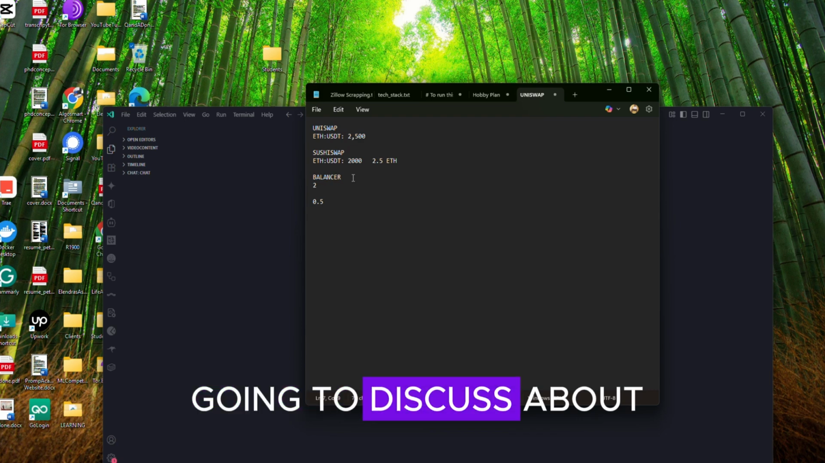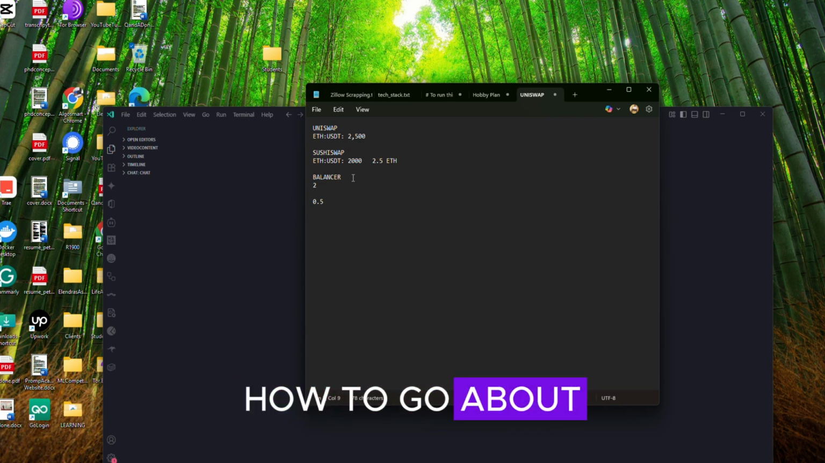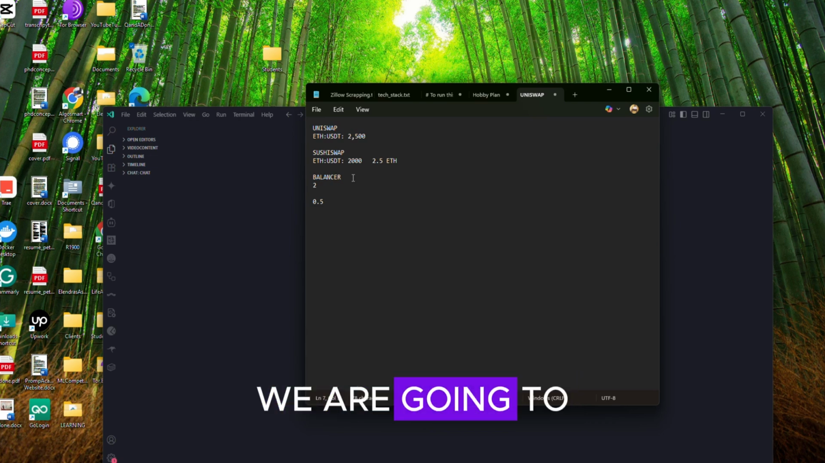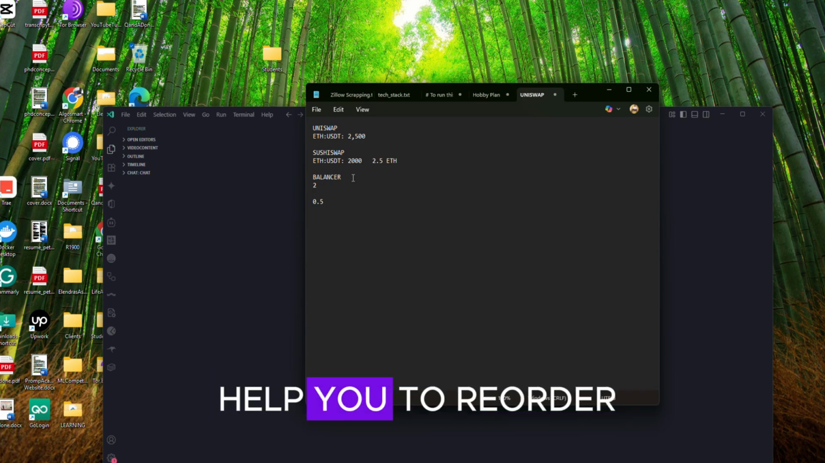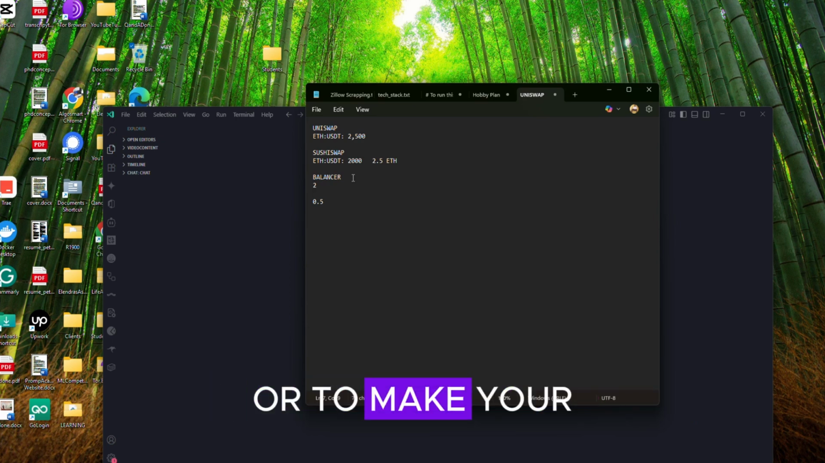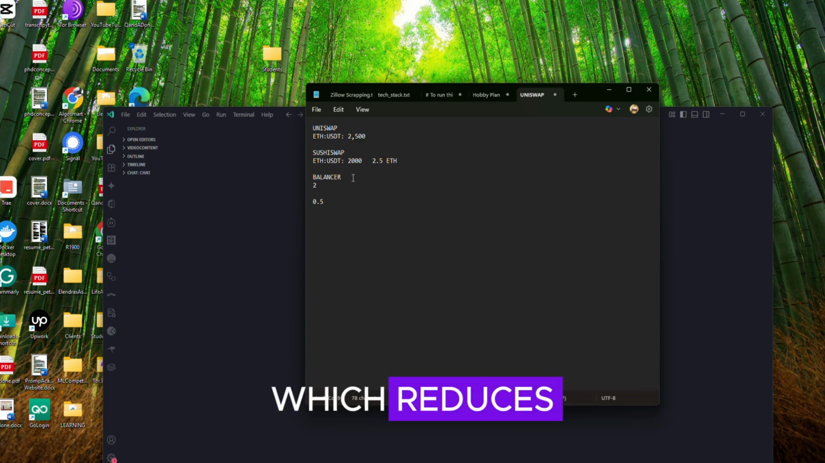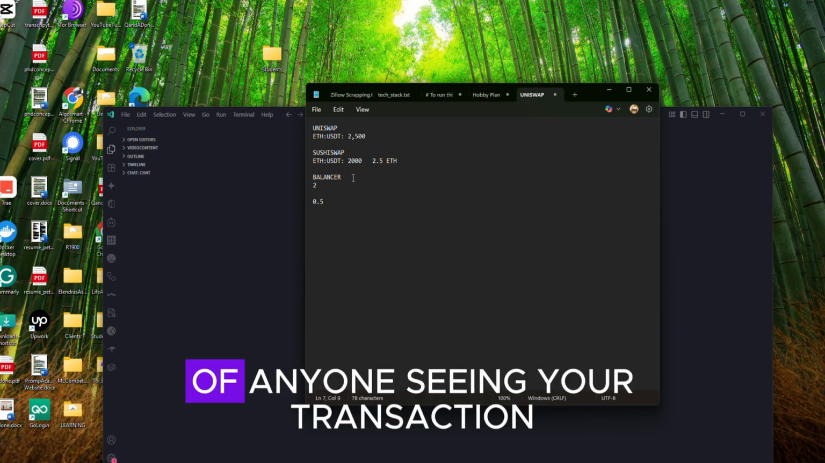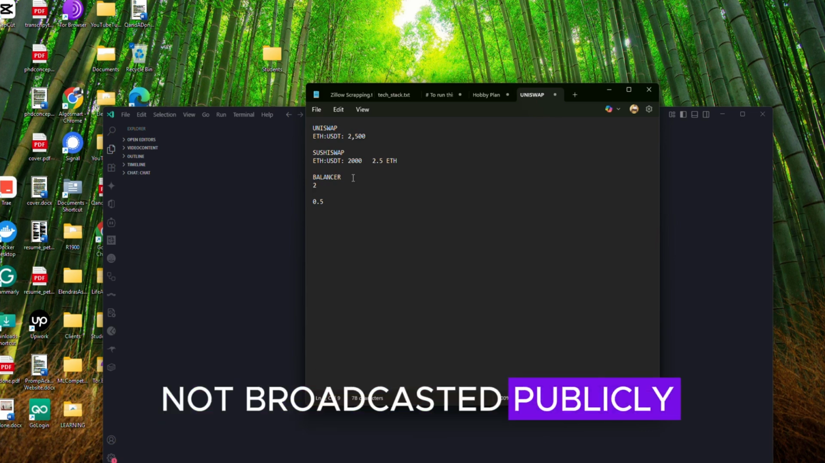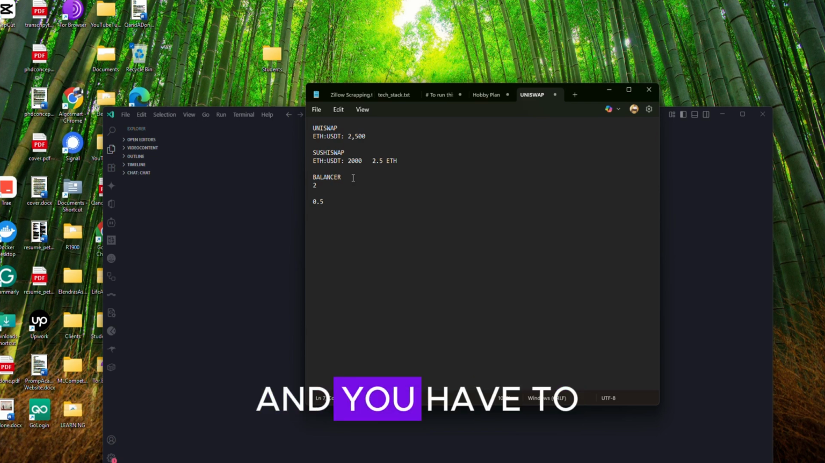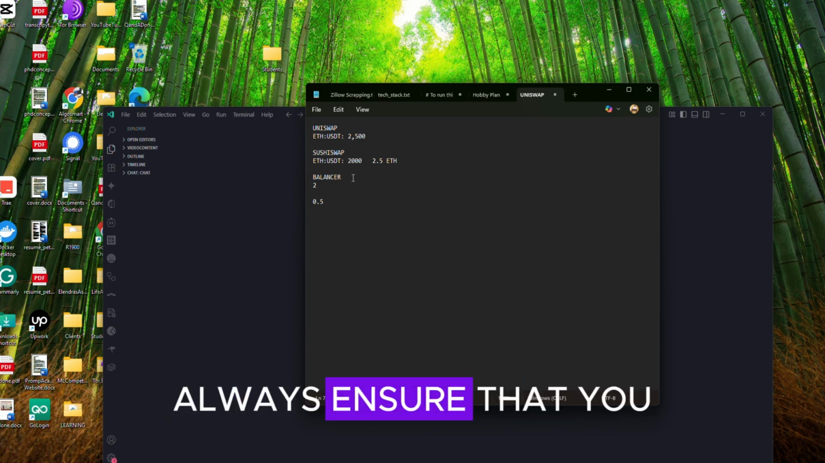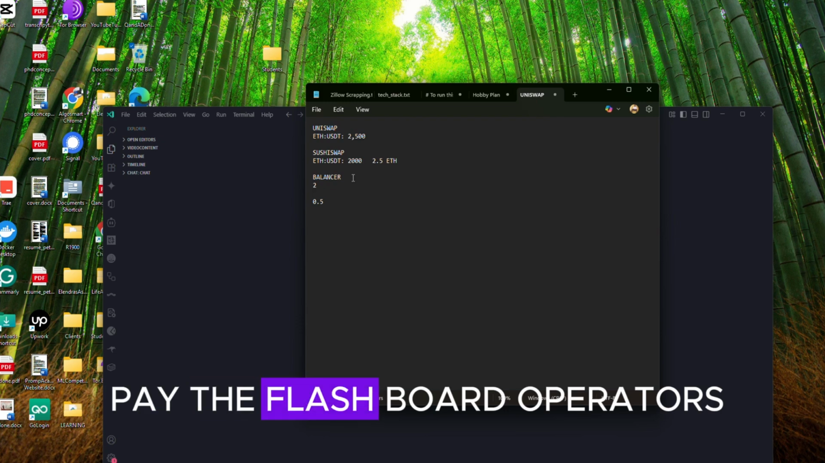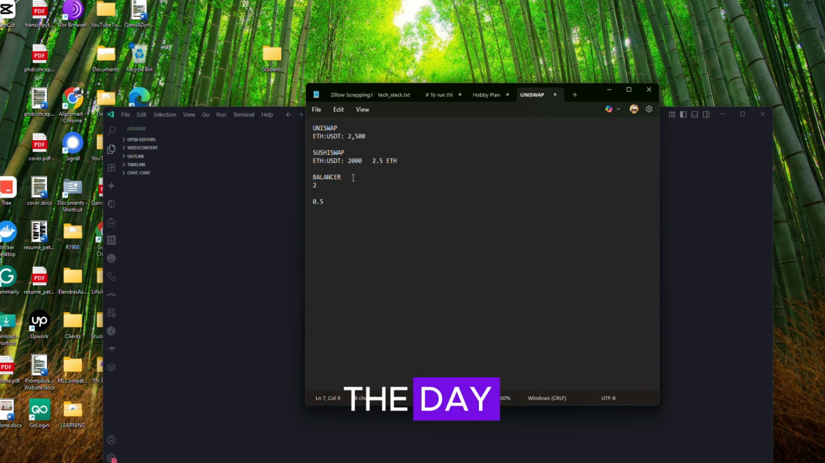But we are also going to discuss how to get around these pitfalls, and one of them is Flashbots. We are going to discuss Flashbots and how they can help you reorder your transaction or make your transaction appear as a bundle, which reduces the gas fees you are exposed to, and also the risk of anyone seeing your transaction. So your transaction is not broadcast publicly to the mempool, and you always have to ensure that you pay the Flashbots operators at the end of the day.